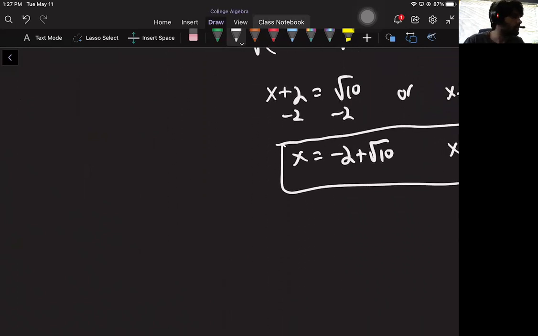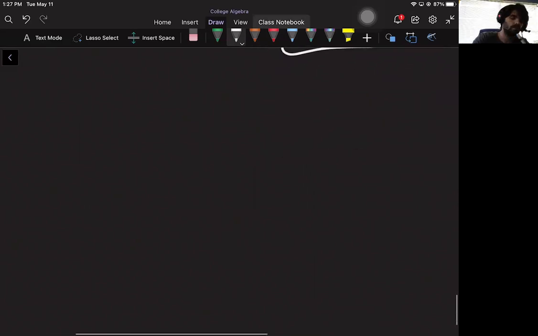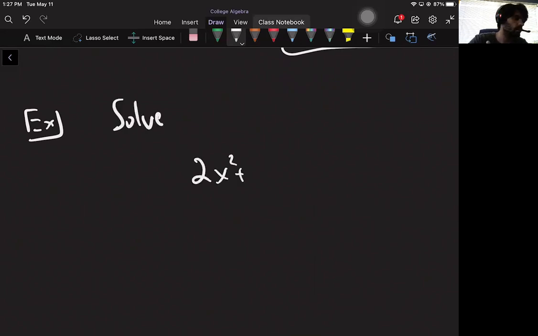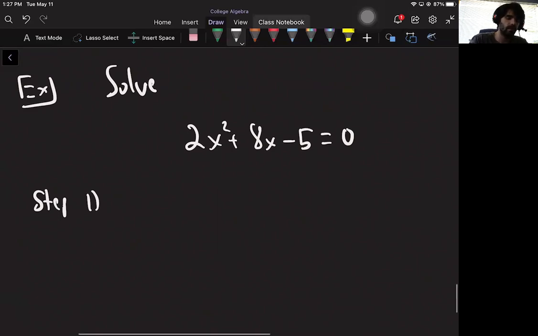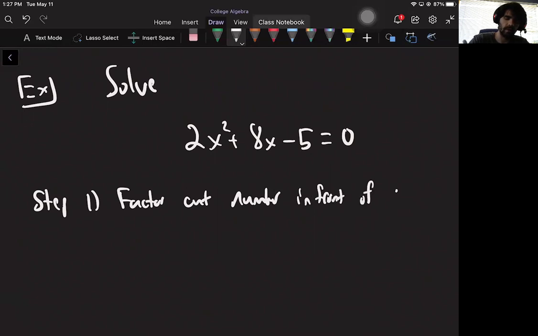Okay, so let's do another example, just to see. So it can vary a little bit. Some things will make it a little bit harder sometimes. And let's see that now. So here I'll break it down into steps. So step 1 is this technique is only going to work if x squared is sort of alone. So what you need to do is you need to factor out the number in front of x squared from the x squared and the x term.